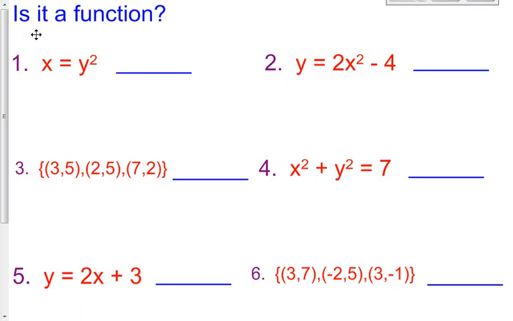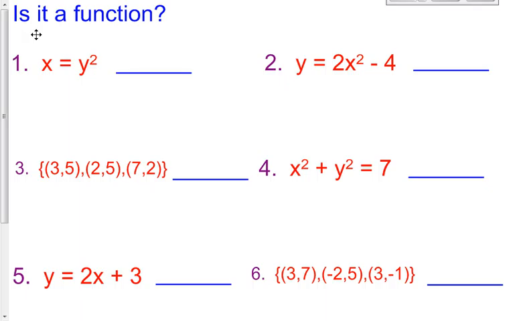What we're going to be talking about in this video is just looking at an equation or a relation and determining: is it a function or not? So this is an important skill. We're going to have to do it on accelerated math for one of the objectives today. We're also going to see it on a test coming up later on in this chapter.